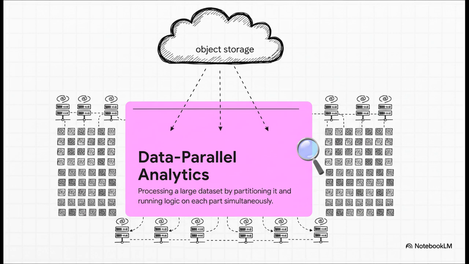Okay, so you've got all your data sitting in object storage. Now what? How on earth do you analyze it? You can't just load a petabyte of data onto a single laptop, right? The answer is a classic divide and conquer strategy. It's called data parallel analytics. You take your one massive problem, you break it up into thousands of little bite-sized pieces, and you get thousands of servers to work on all those little pieces at the exact same time.